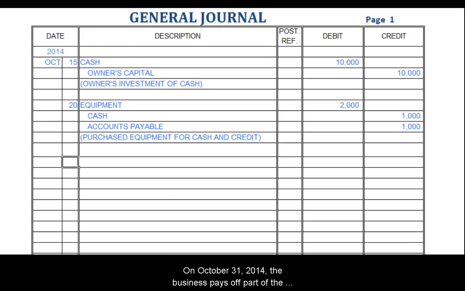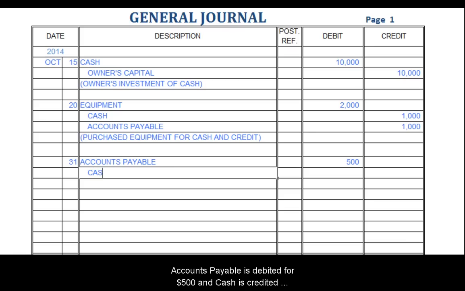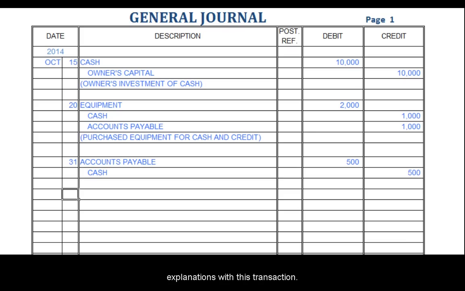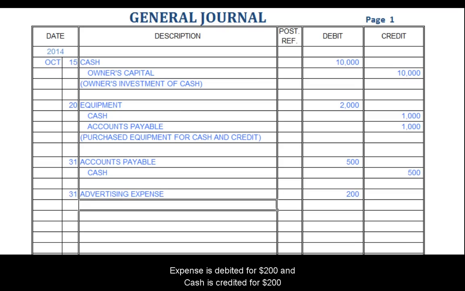On October 31st, 2014, the business pays off part of the debt on the purchase of the equipment, writing a check for $500. Date of 31 is recorded. Accounts payable is debited for $500 and cash is credited for $500. You stop recording explanations with this transaction. On October 31st, 2014, the business writes a check for $200 for advertising. Date is 31, advertising expense is debited for $200, and cash is credited for $200.